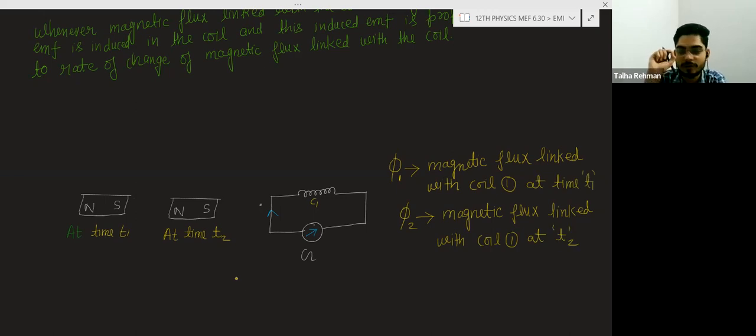Okay, first thing, remember this. When the magnet is moving from this position to this position, flux is changing from phi 1 to phi 2. So the change in flux is represented by, suppose, delta phi. This delta is representing the change in flux.